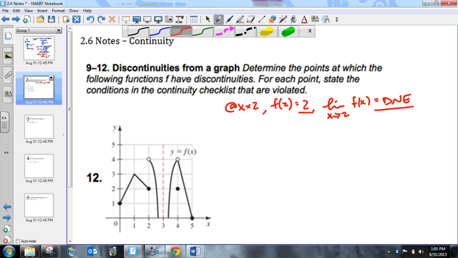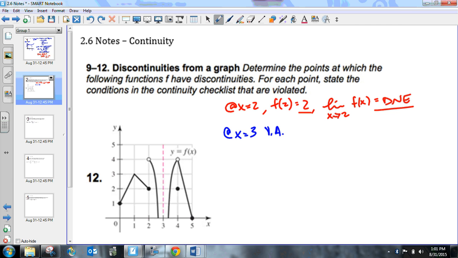Let's take a look at x equals 3. We have a vertical asymptote at x equals 3. What is f of 3? That's undefined. And let's take the limit as x approaches 3 of f of x, which gives us negative infinity. So the limit as x approaches 3 of f of x goes to negative infinity. Because undefined is not the same as negative infinity, this is not continuous at 3.